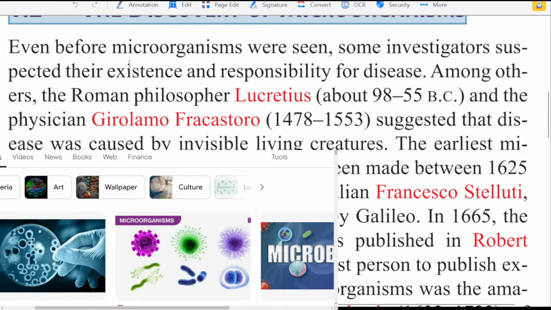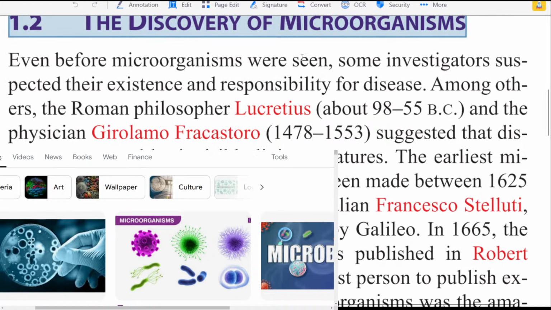Even before microorganisms were seen, some investigators suspected their existence and responsibility for disease. Okay guys, there's one thing that's missing in this book, and that is the talk of miasma, right? Miasma or bad air. Even before the 1400s or 1500s, it's talked about, who knows, I think even before that, thousands of years ago. So it was the miasma or bad air.